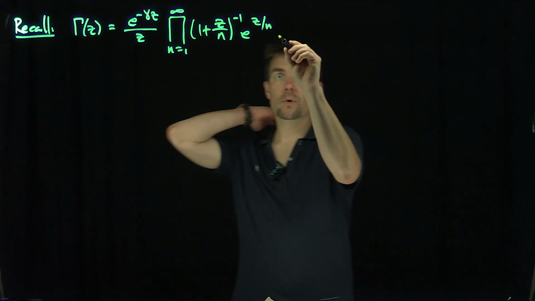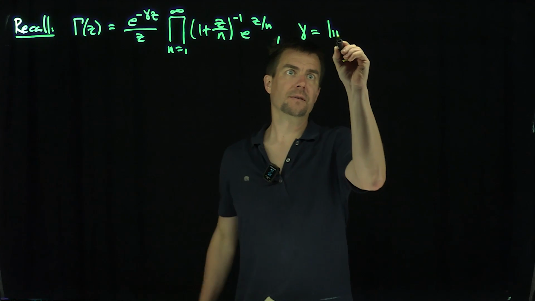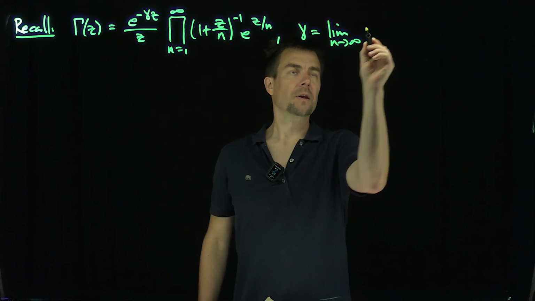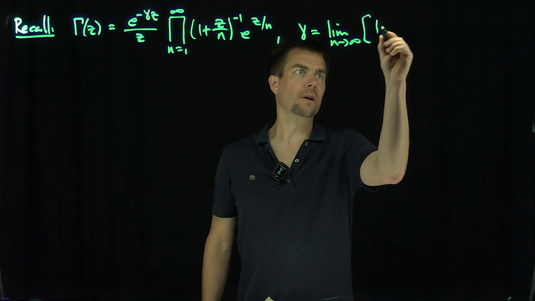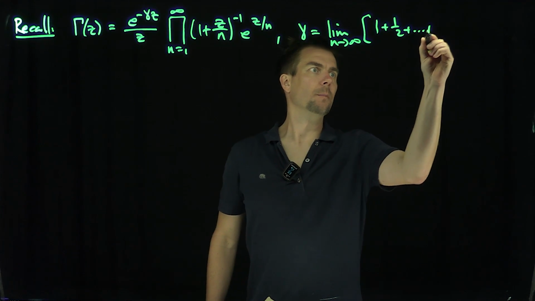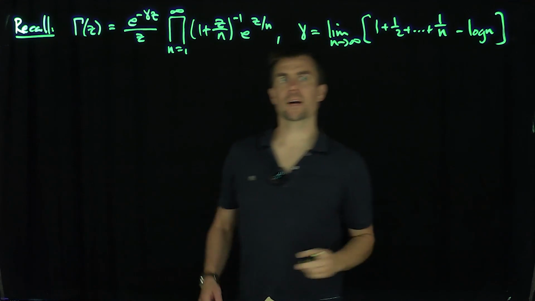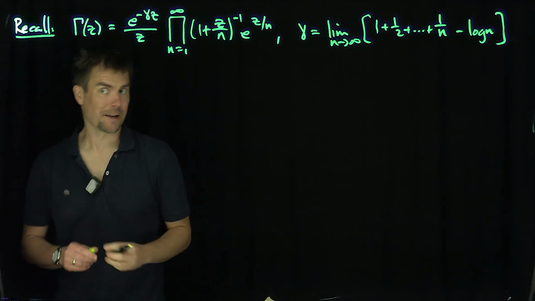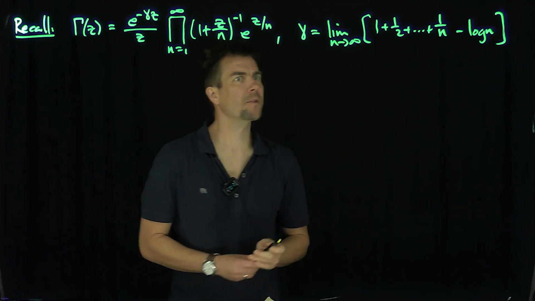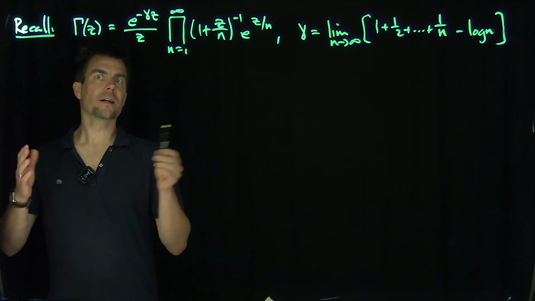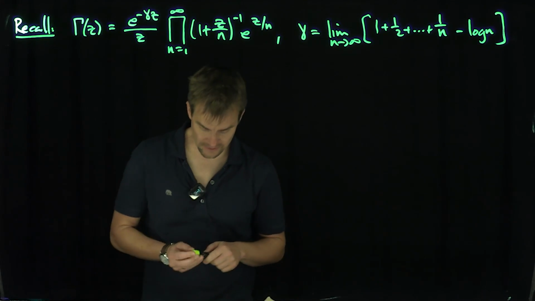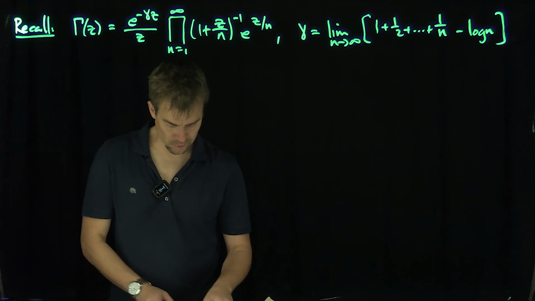And here, gamma was this Euler-Mascheroni constant. Gamma was the limit as n goes to infinity of the nth harmonic number, so 1 plus 1/2 plus ... plus 1 over n, minus the log of n. That's the Euler-Mascheroni constant. Again, we don't know much about it at this point in time, which is sort of remarkable. And then let's do a little bit of algebra with this to get the Gauss formula.